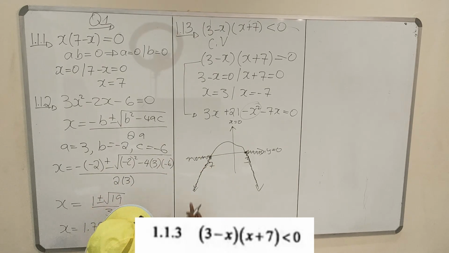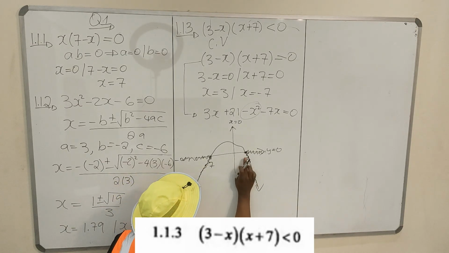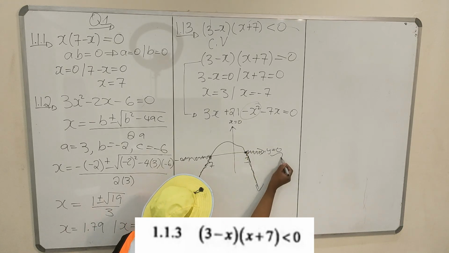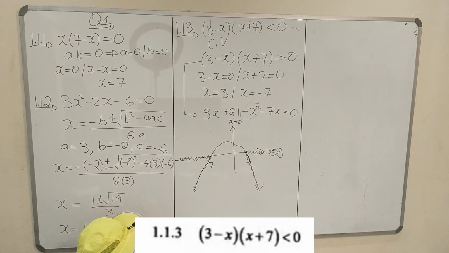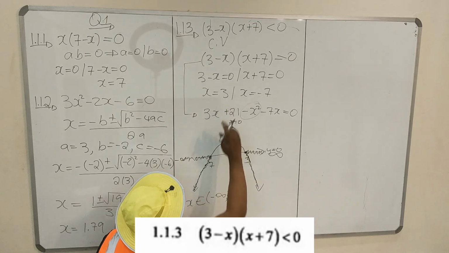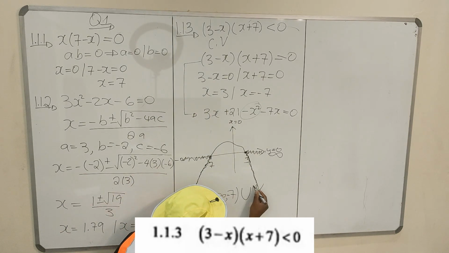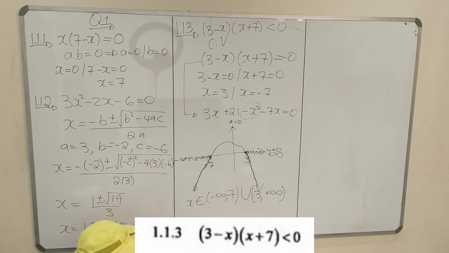So these x values go from negative infinity to minus 7. Is it included or not included? Not included. We have a round bracket because it's strictly less than. And together with that, from 3 to positive infinity. This is our solution.